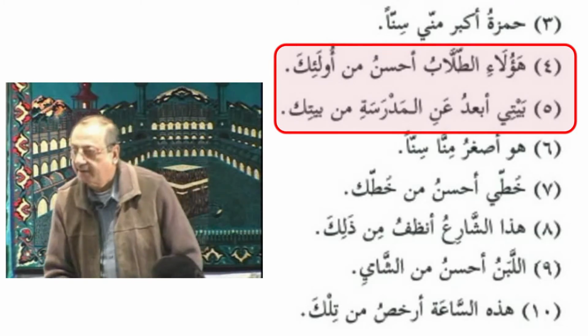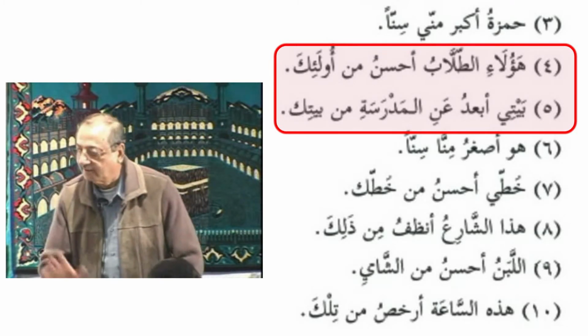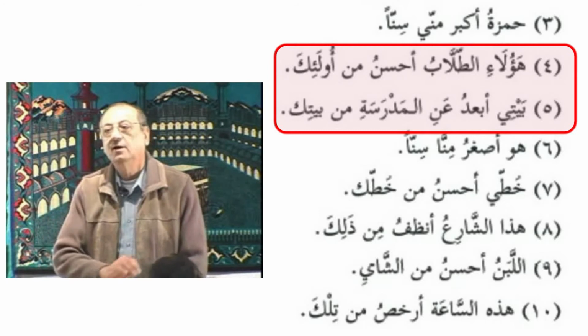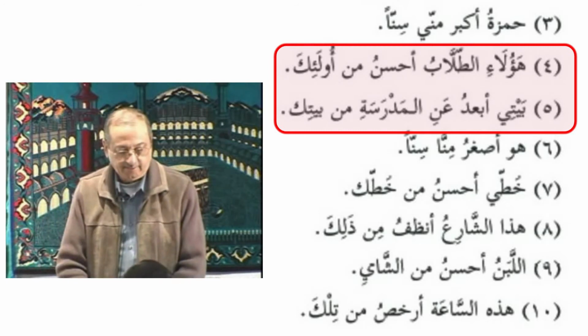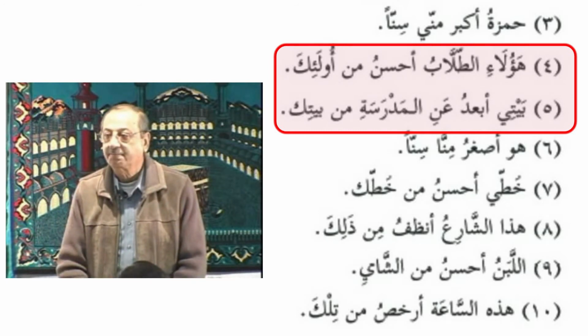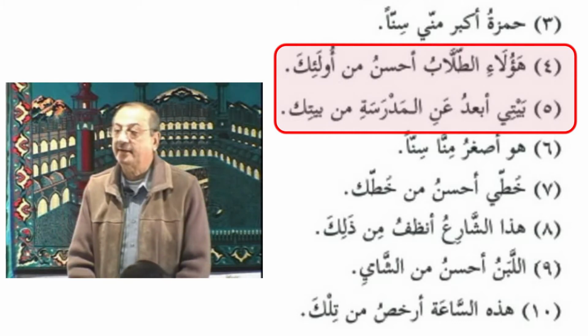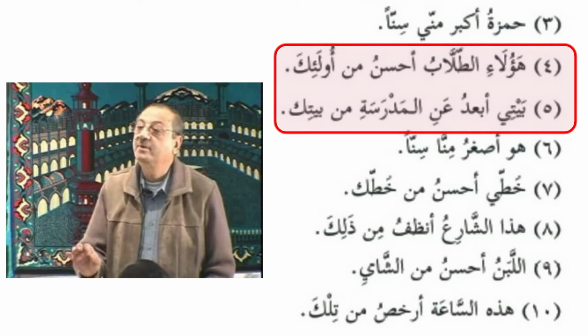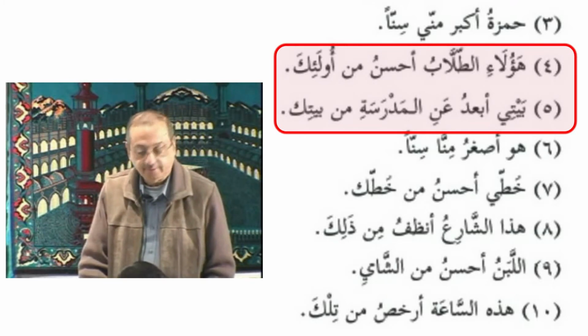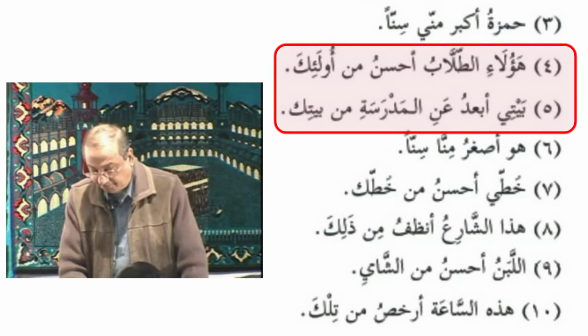Now remember, brothers and sisters, that exercise number 3, the whole of it, deals with comparative degree. You can write down somewhere: comparative degree, exercise number 3. When you have a comparative degree, then you will have min in it, and min will mean than.